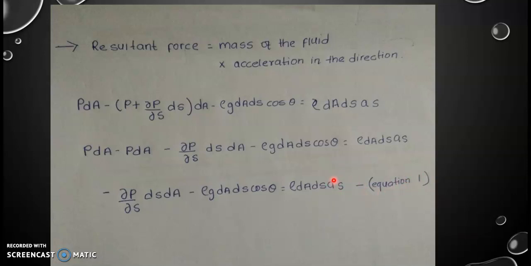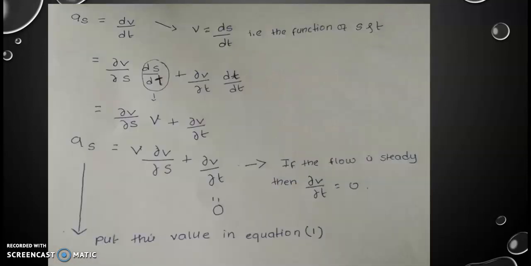Our next focus is to find the value of as, that is acceleration. So what do you mean by acceleration? We know that acceleration is equal to dv by dt, that is rate of change of velocity with respect to time. But we also know that velocity is equal to ds by dt, that is rate of change of distance with respect to time. So velocity is the function of s and t.